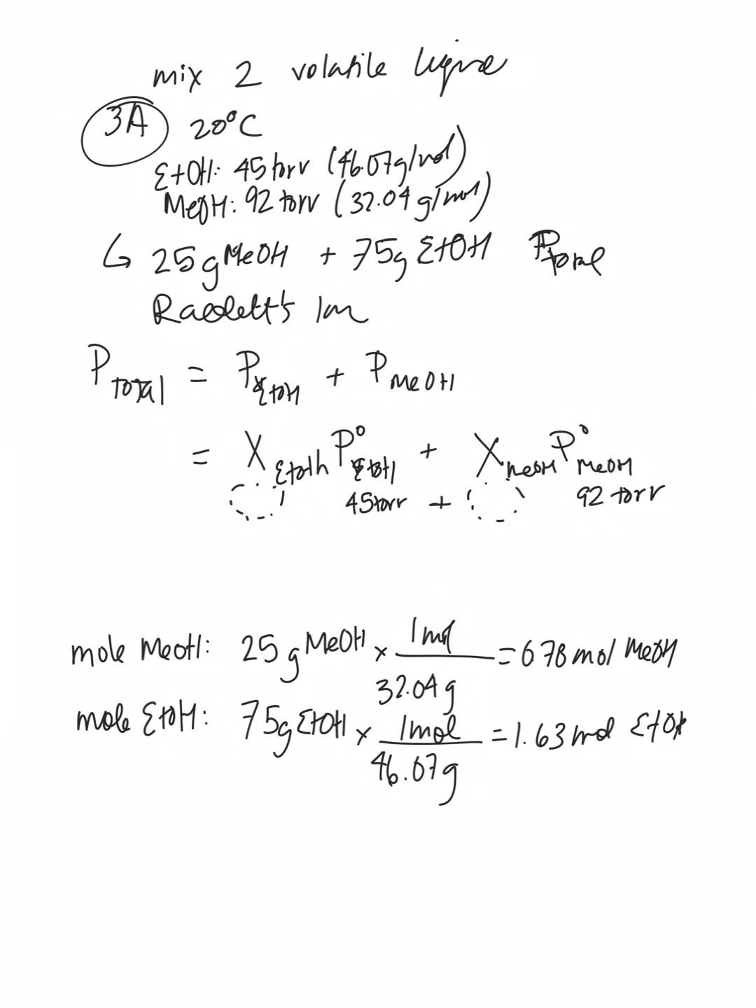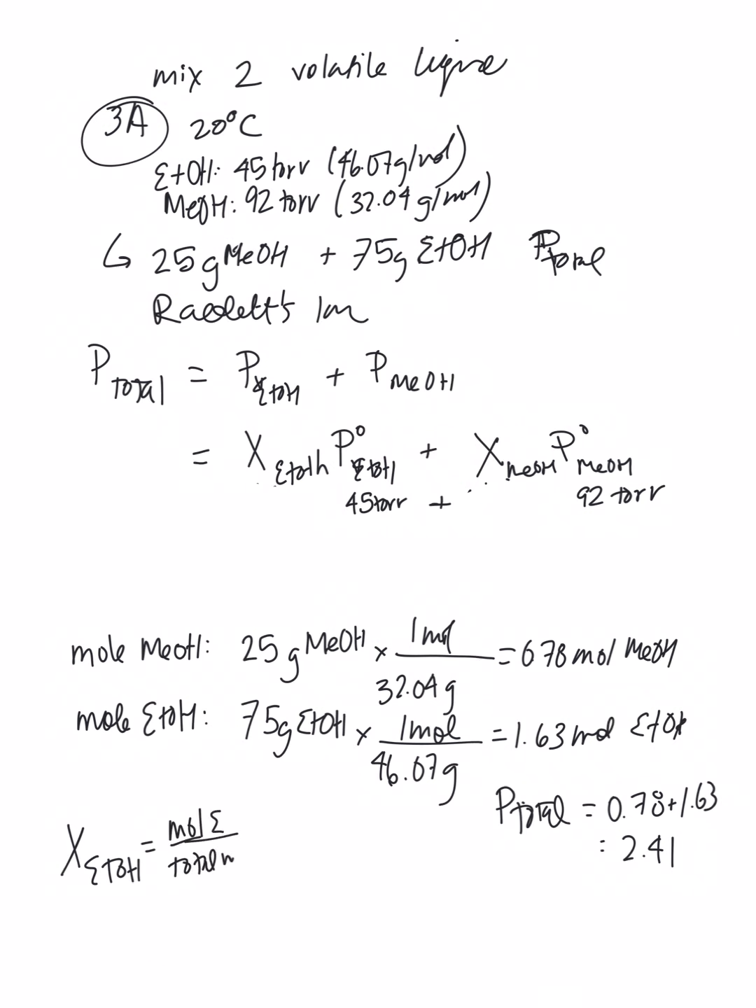Okay, so now we have what we need to substitute into our equation. I'm going to go ahead and erase that. We can calculate our total moles, which is equal to 0.78 plus 1.63, which is equal to 2.41 total moles. So our mole fraction of ethanol is moles of ethanol over total moles, whereas our mole fraction of methanol is equal to moles of methanol over total moles. And we'll incorporate that into our equation.